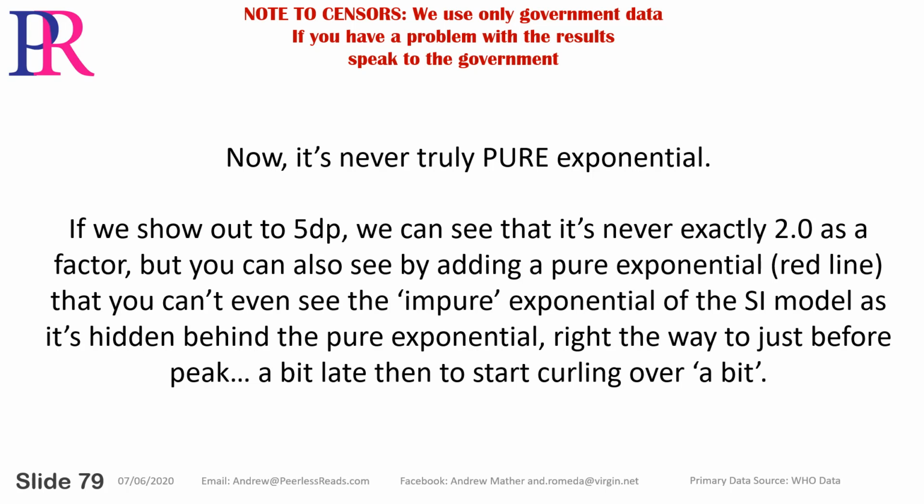Now, it's never truly pure exponential. If we show it out to 5 decimal places, we can see that it's never exactly 2 as a factor, but you can also see by adding a pure exponential red line that you can't even see the impure exponential of the SI model, as it's hidden behind the pure exponential, right the way to just before peak, a bit late then to start curling over a bit.